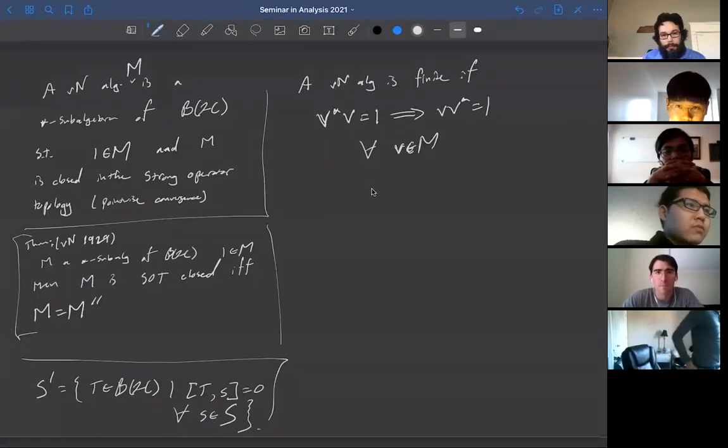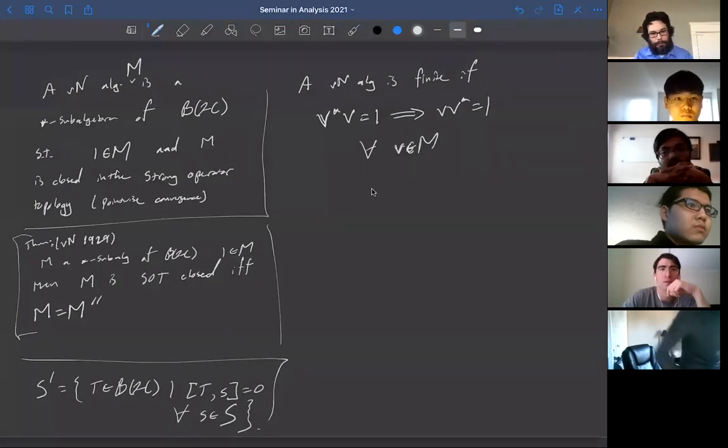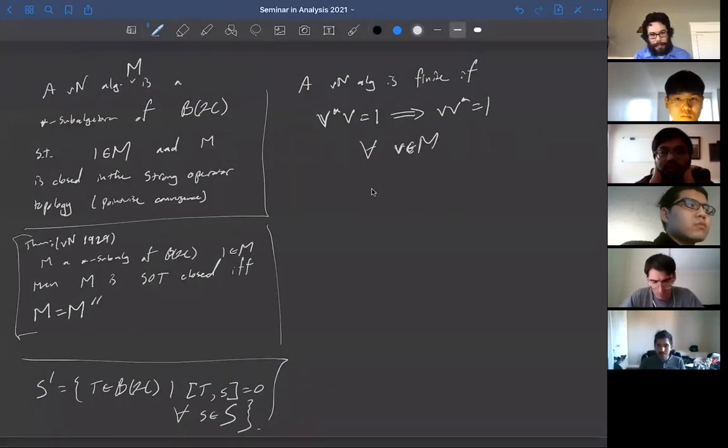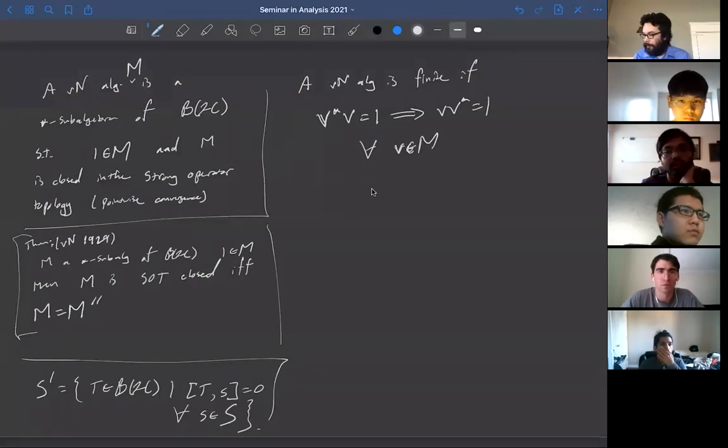The terminology comes from the fact that we think of an operator V as being kind of a non-commutative function. And V star V is the range, and V V star is like the domain. So this is a non-commutative way of saying that if you have an injective function to a subset, then it is automatically surjective, which is exactly the definition of a finite set. If you have an injective function from a set to itself, then it has to be surjective. That characterizes finite sets. So that's where the terminology comes from, why they're called finite.